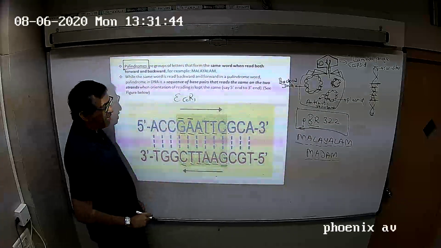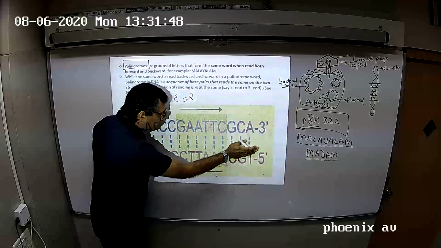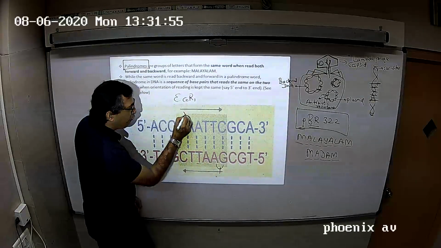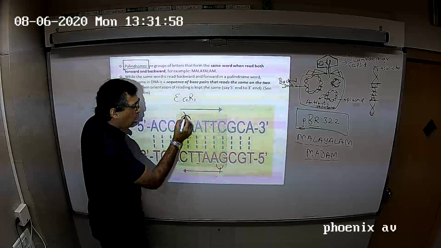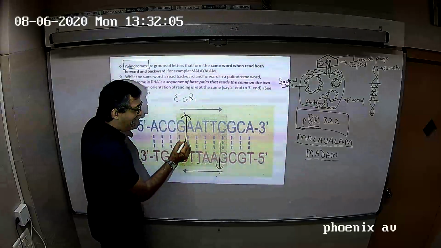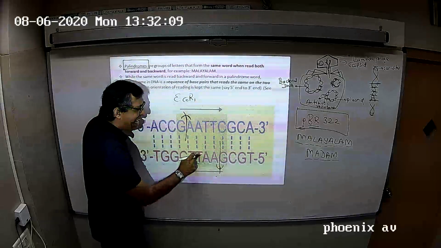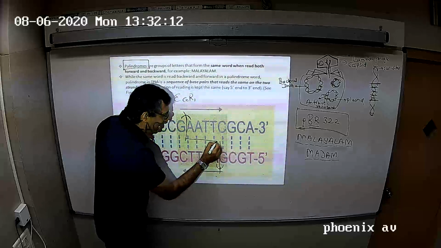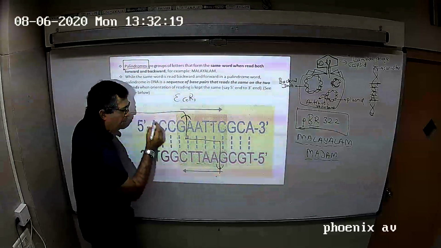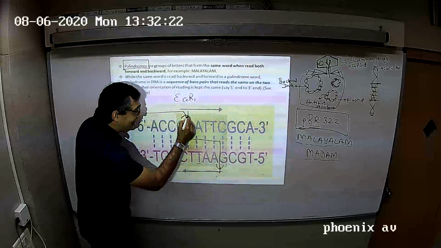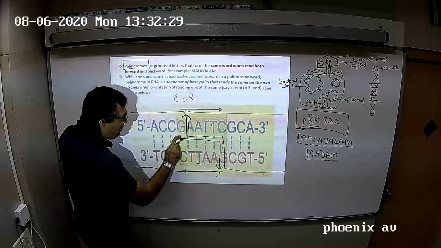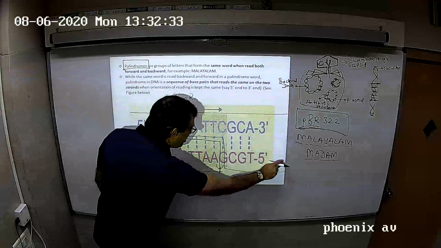And where does EcoR1 cut? It cuts the phosphodiester bond between G and A. G और A के बीच में phosphodiester bond टूटता है. And once G और A के बीच में phosphodiester bonds are cut, then it will cut the hydrogen bond between AT, AT, TA, TA. AT, AT, TA, TA के बीच में hydrogen bonds are cut. And that means this will become one segment and this will become another segment. तो ये DNA का एक सेगमेंट बन जाएगा और ये DNA का दूसरा सेगमेंट बन जाएगा.